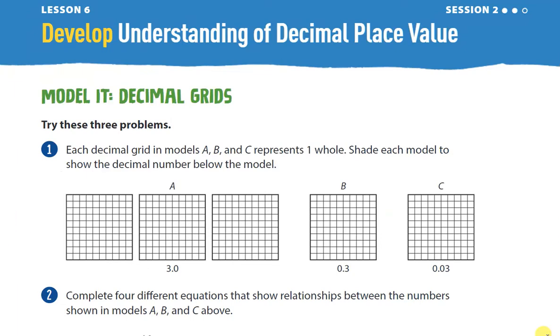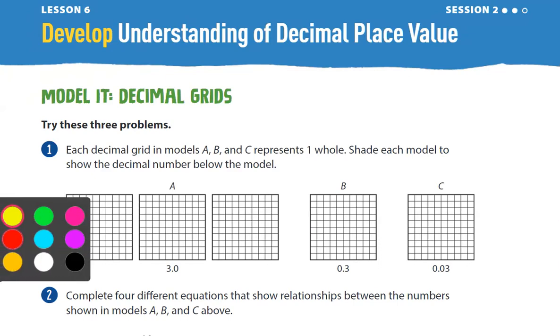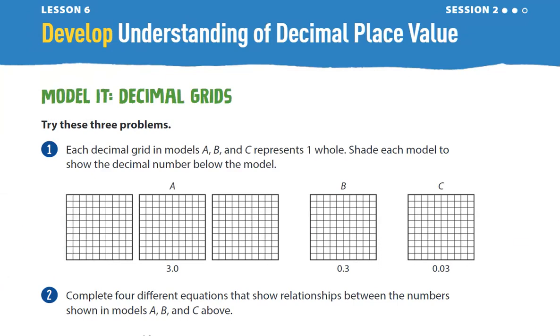So for the first problem, for our model it, if each of these boxes is now 1 whole, just zoomed in, and this is 3 wholes, I need to color in 3 whole boxes. You don't have to stay in the lines, I forgive you. There we go. I can color in 3 whole boxes.